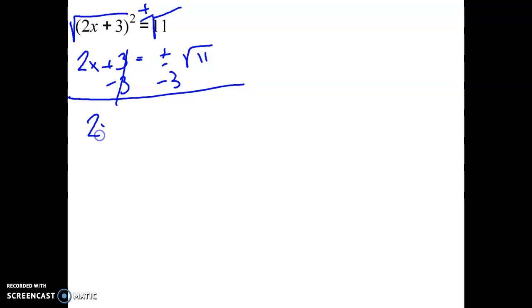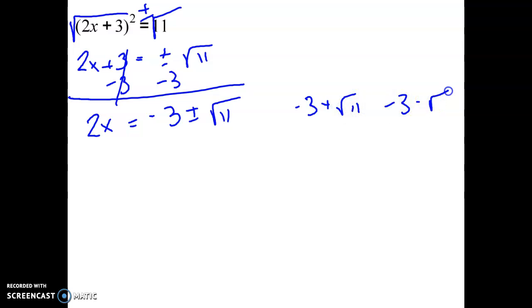So what I'm going to do is just write them both: negative 3 plus or minus the square root of 11. Okay, and this is actually two things. If you think about it, this is negative 3 plus the square root of 11 and negative 3 minus the square root of 11. So even though it's all written together, this is me getting two solutions like what I wanted to have at the beginning.